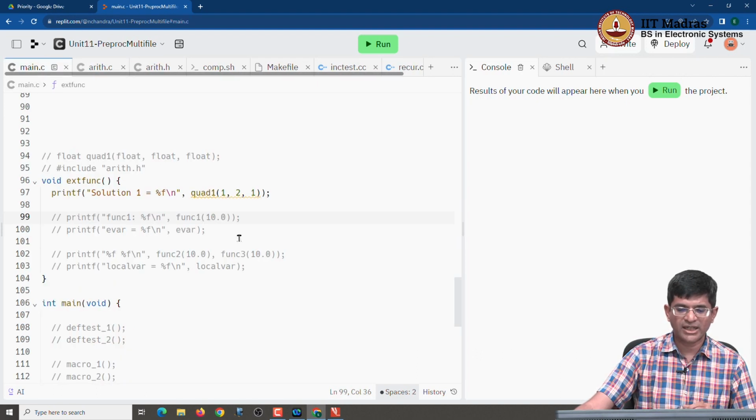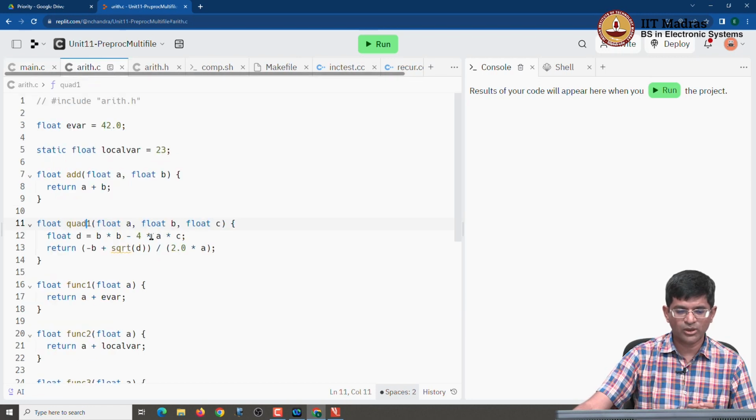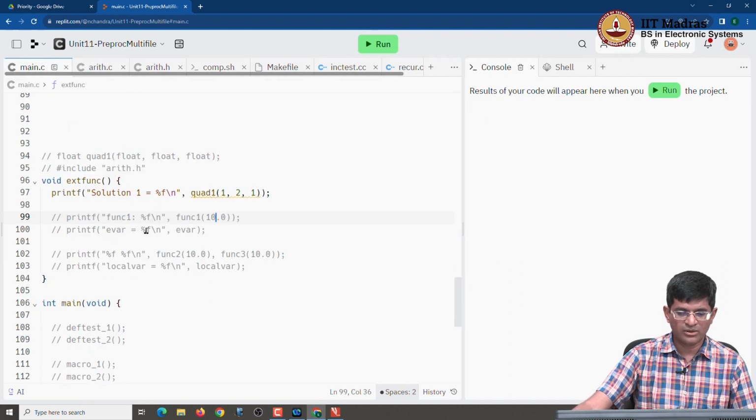Now let's see what happens when I actually run this. By looking at this code, it looks okay to me. I expect that given the parameters 1, 2 and 1, that basically corresponds to x square plus 2x plus 1. So whatever I compute over here should give me the value x is equal to minus 1. Let's see what happens when I actually run it.